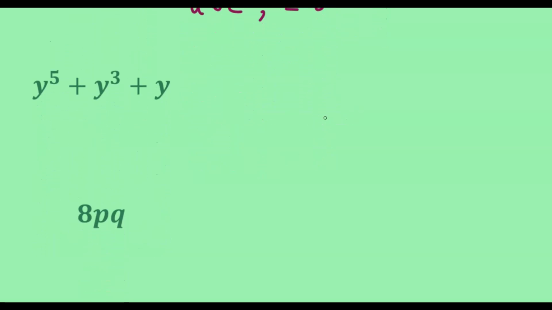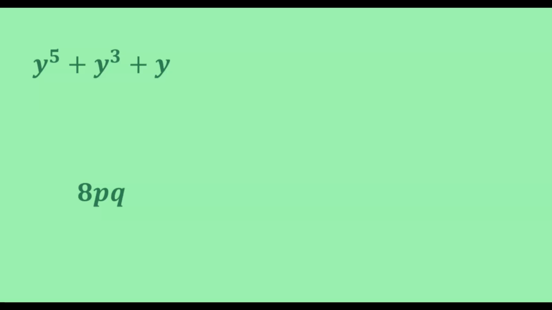Now consider the next one. The next one is y to the power of 5 plus y to the power of 3 plus y. First of all, let us consider the terms. Now the first term of this polynomial is y to the power of 5. The second term is y cubed, and the third term is y. So we can see that this polynomial has 3 terms, and so we classify it as a trinomial.